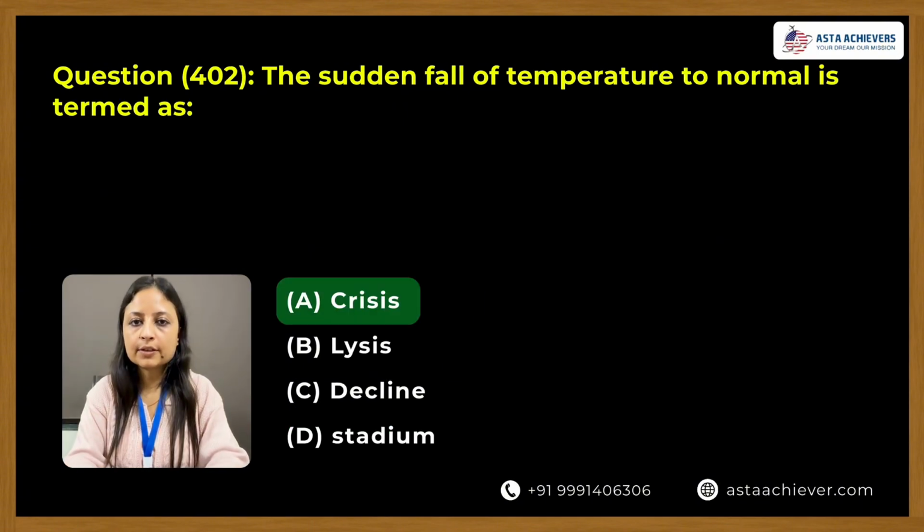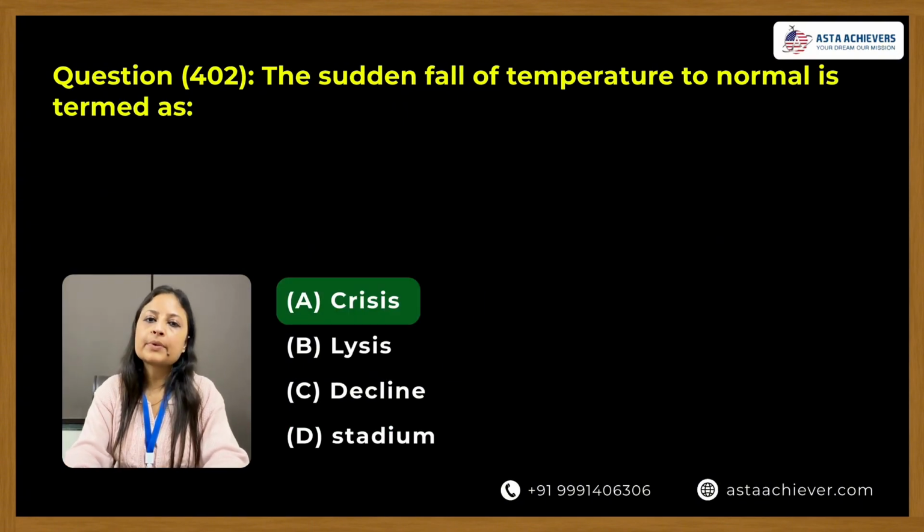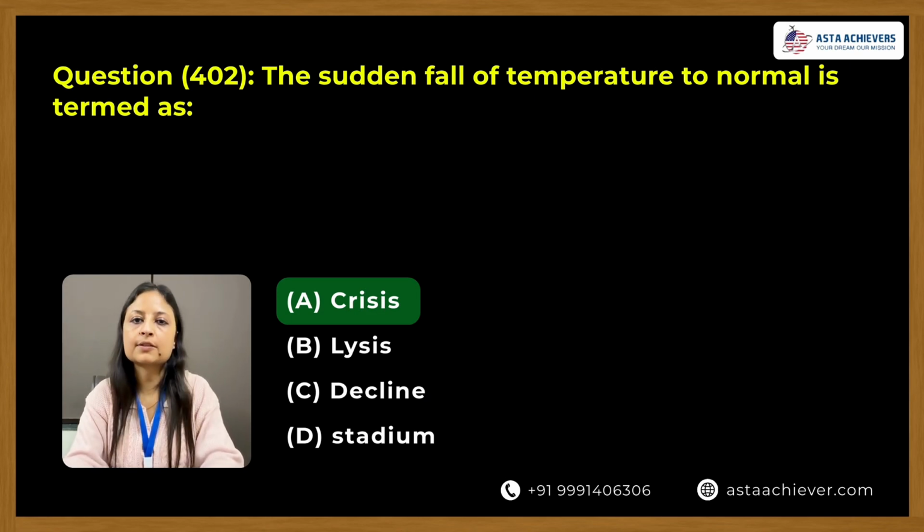Question number 402. The sudden fall of temperature to normal is termed as: option A, crisis; option B, lysis; option C, decline; and option D, stadium. So option A, crisis, is the correct answer, because it is a dramatic decrease in temperature from a feverish stage to normal, often signaling the end of an infection phase.